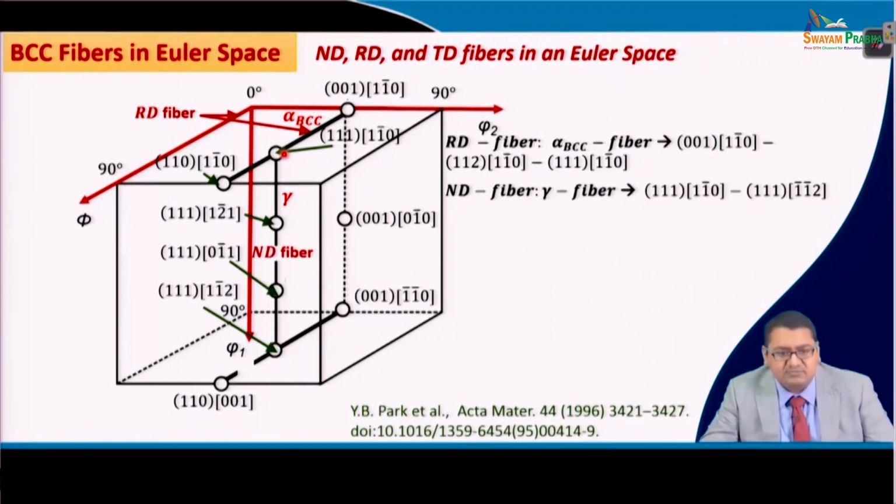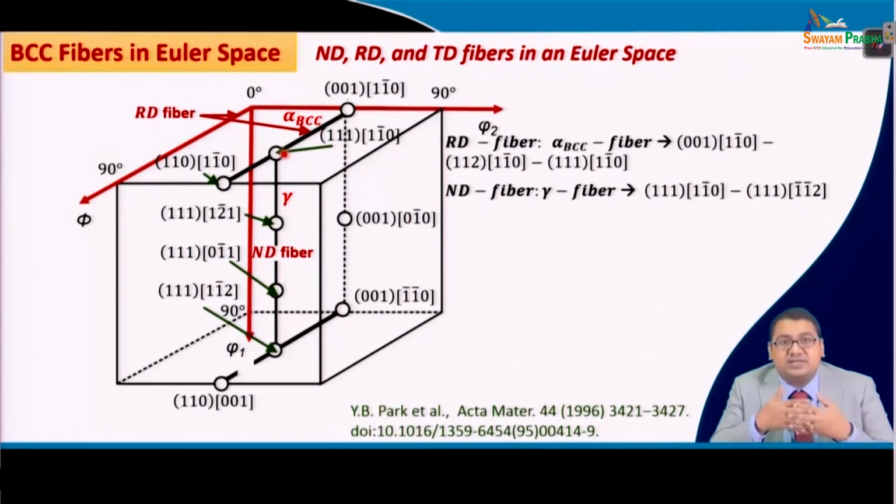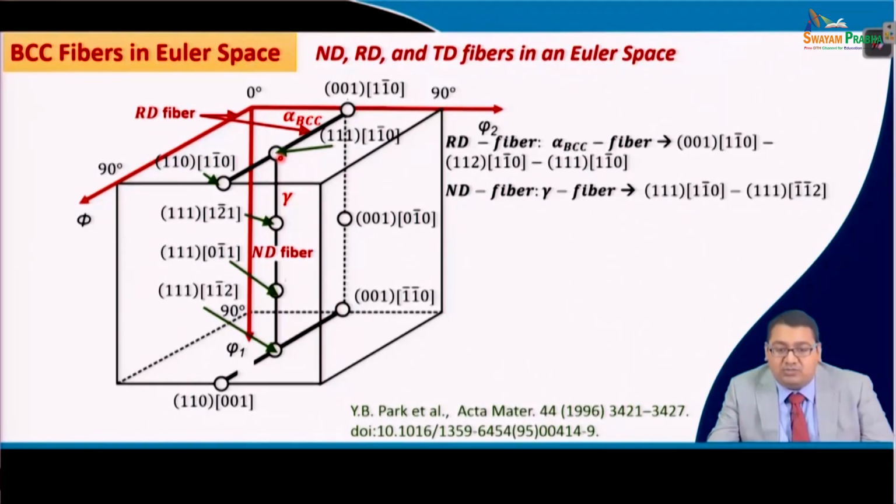On the other hand, we can look into the ND fibers, and of course, we know now that the fibers which are parallel to phi 1 are known as the ND fiber, and in this case the fiber is known as the gamma fiber, and it runs from, you see, 1 1 1 1 1 bar 0, right, this component, to 1 1 1 1 2 bar 1 to 1 1 1 0 1 bar 1 1 1 1 1 1 bar 2. So, you see that the ND is parallel to 1 1 1 and thus it is an ND fiber, right.